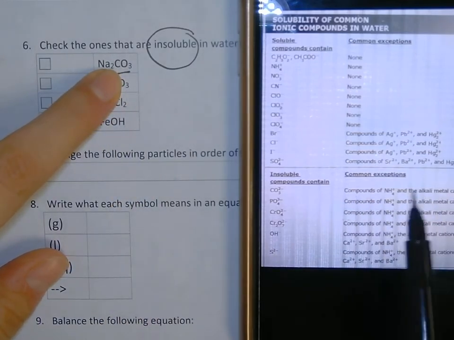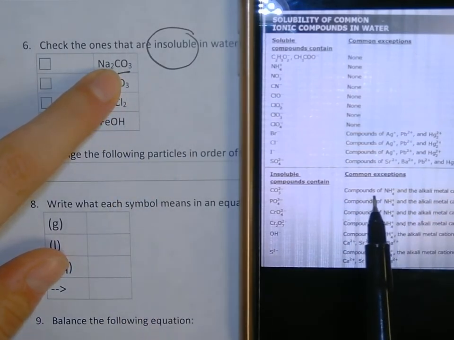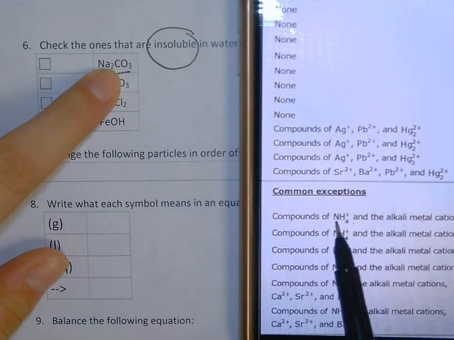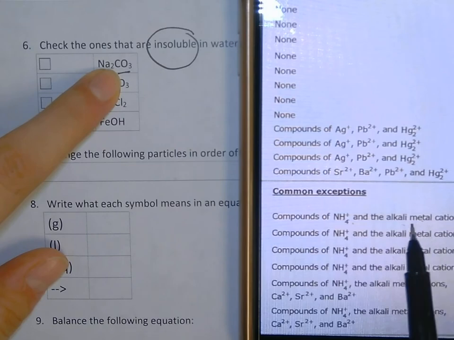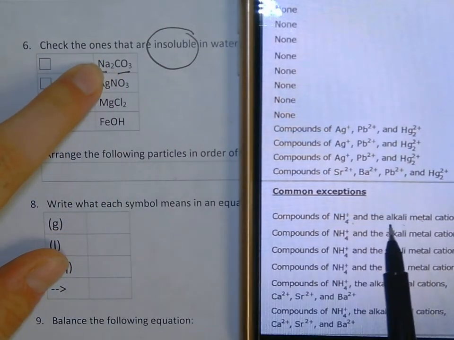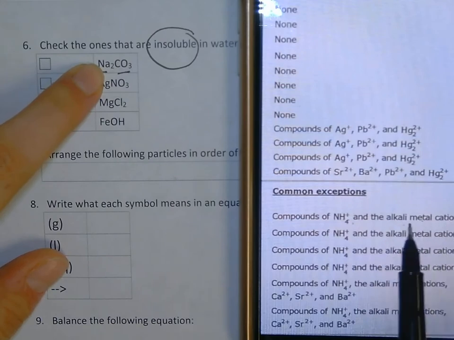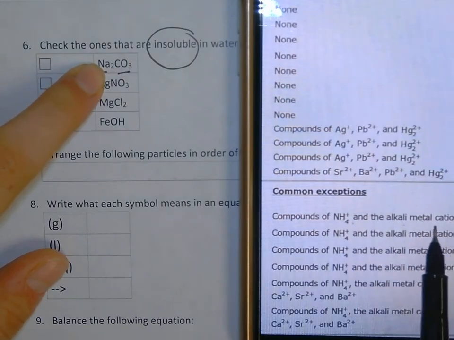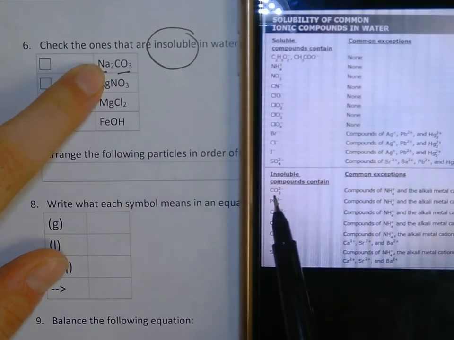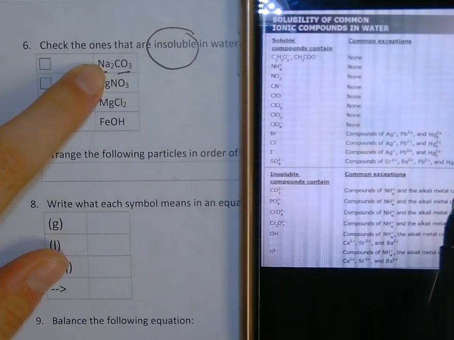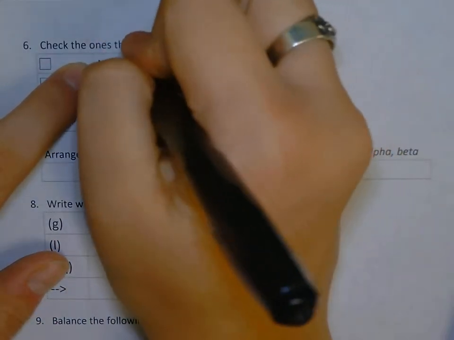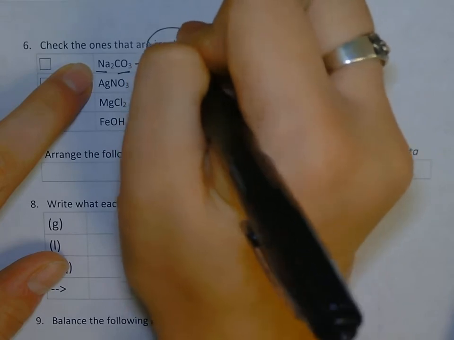And the exceptions are, it will be soluble when it is next to NH4 plus, let me make that bigger, NH4 plus and the alkali metal cations. Sodium is an alkali metal cation. It is the first group, group 1. Therefore, it is an exception here. So CO3 is made soluble because of this alkali metal exception. So this one is soluble.